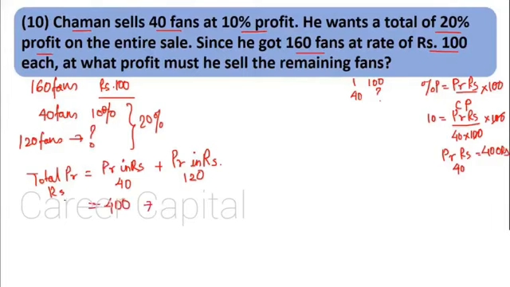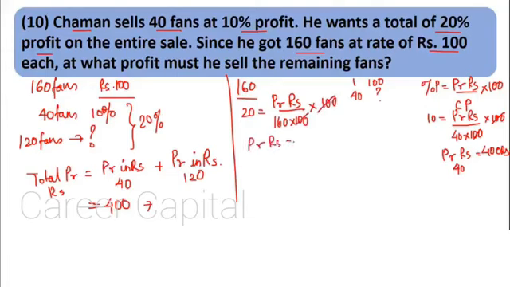Now, what is the total profit in rupees? Chaman has 160 fans. He wants a total of 20% profit from the entire sale. That is, on selling 160 fans, he needs 20% profit. Profit percent is 20. Profit in rupees we do not know. What is the cost price? 160 fans into 100 rupees each, since he bought each fan for 100 rupees, multiplied by 100. Cut. Profit in rupees is 3,200 rupees. This is the total profit.